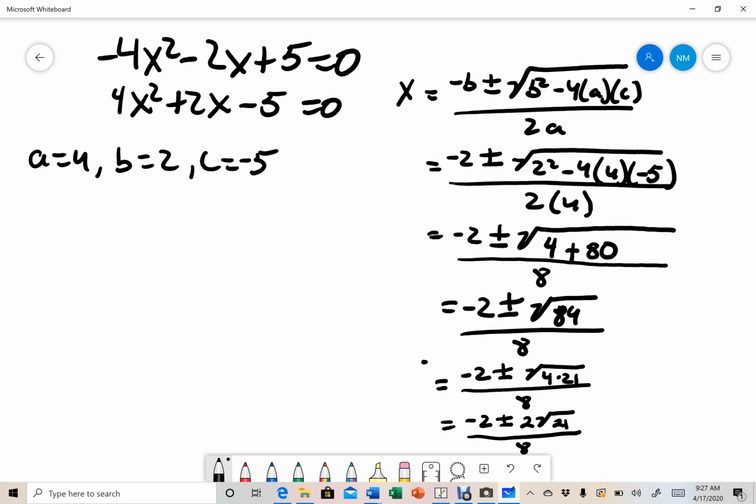Okay, now, from here, this step is a little different. I can reduce here, okay? So basically, this can be written like this. Negative 2 divided by 8 plus or minus the square root of 21 over 8, okay? So both of these can reduce down, okay? So negative 2 goes into 8.